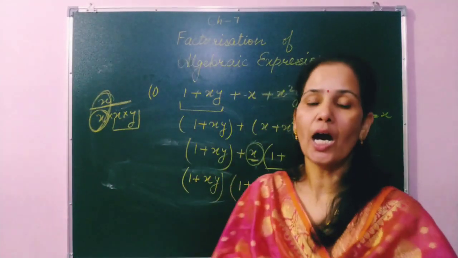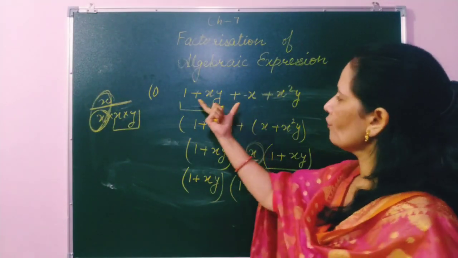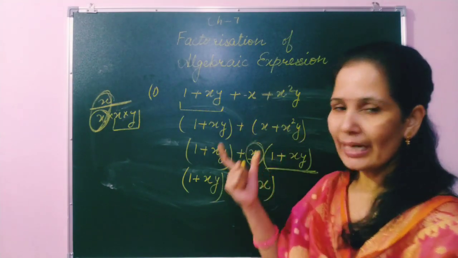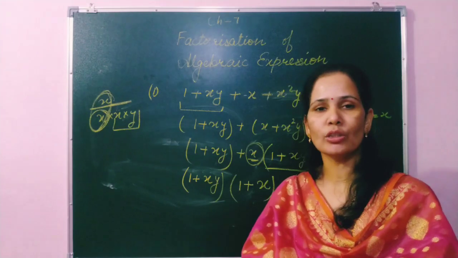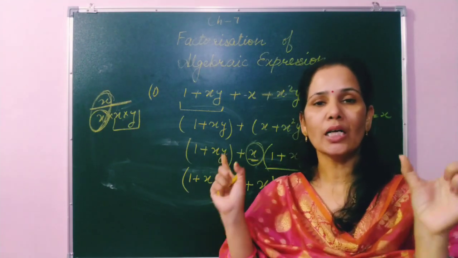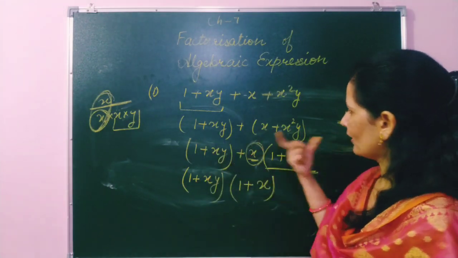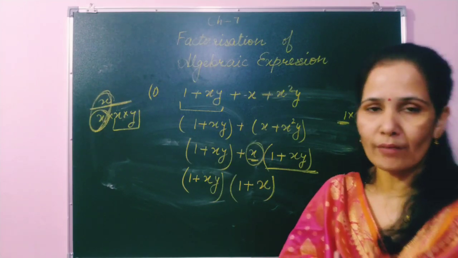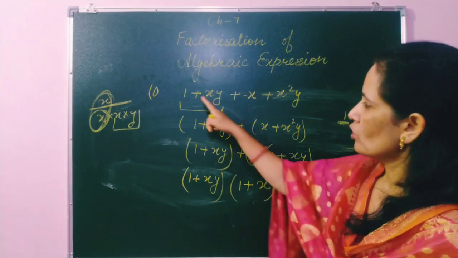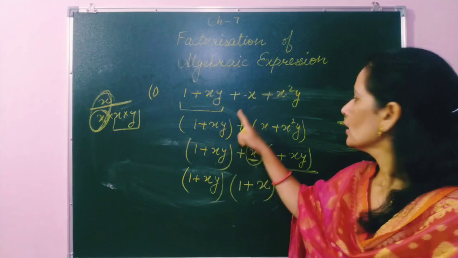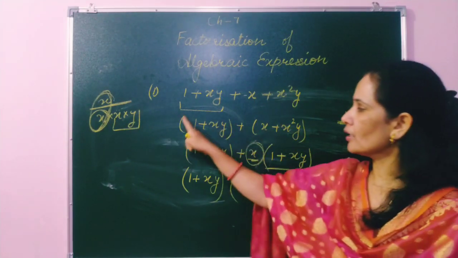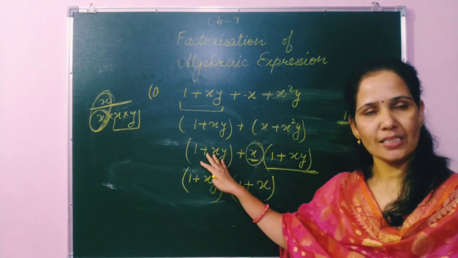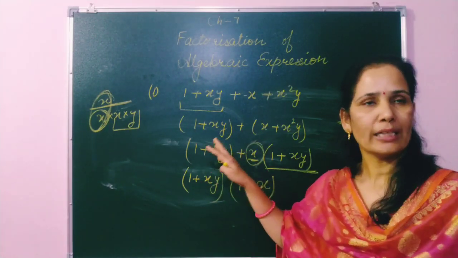I repeat again how we have done this. First of all, you have to make the groups. And how to make the groups? You have to observe which term is common, and according to the common term, after taking it out, see which term remains. In this way, you have to observe and make the groups. So first 1 plus xy is written. Then x plus x square y. In the first group nothing is common, so we keep it as it is. We are not going to take any number common.